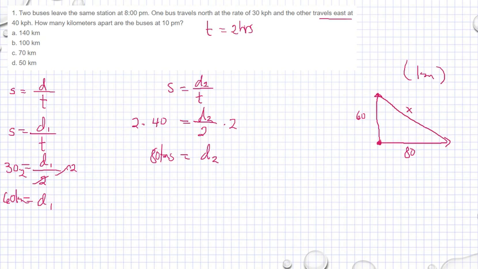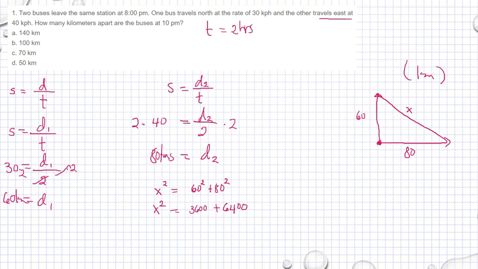So according to the Pythagorean theorem, x squared is equal to 60 squared plus 80 squared. Then we have 3600 plus 6400 it should be, not 80.